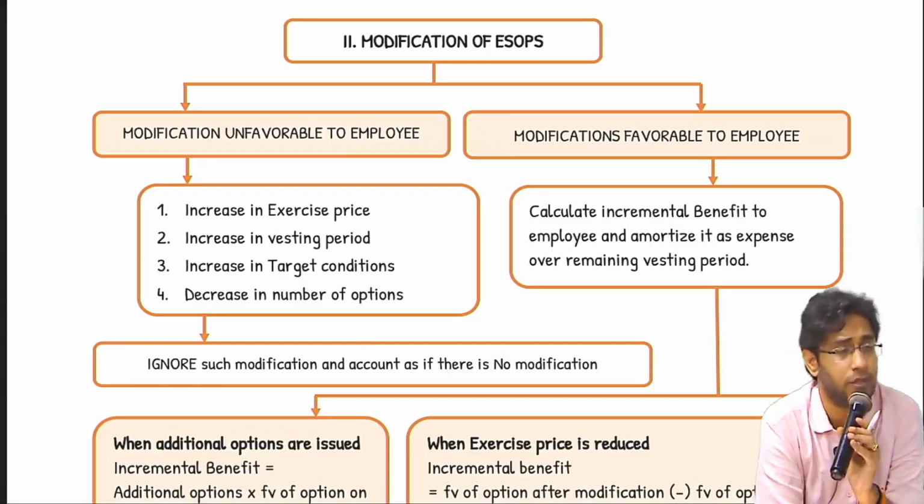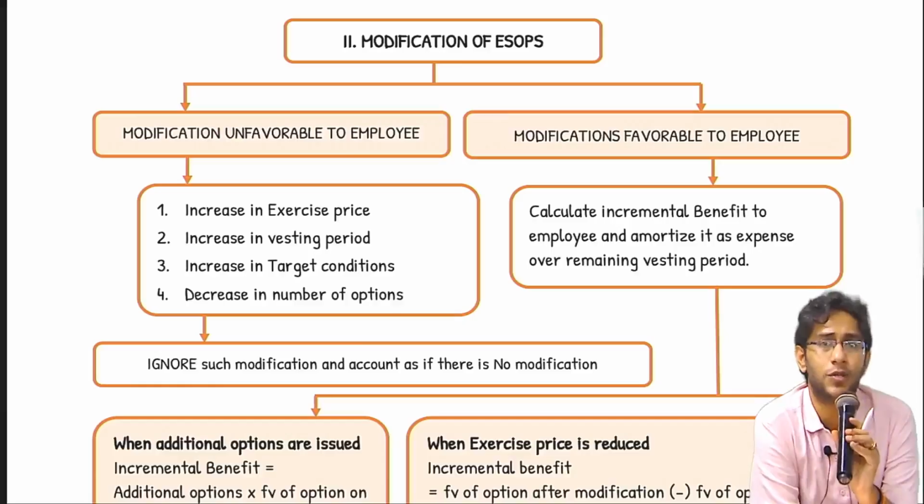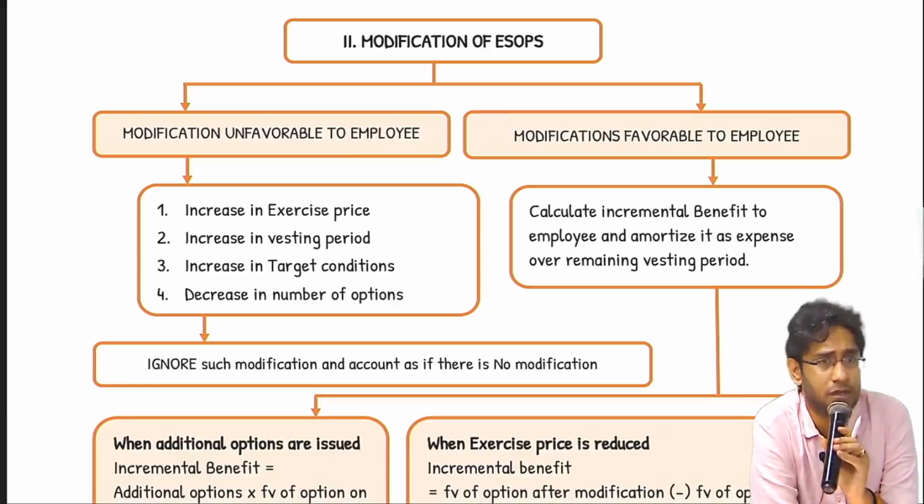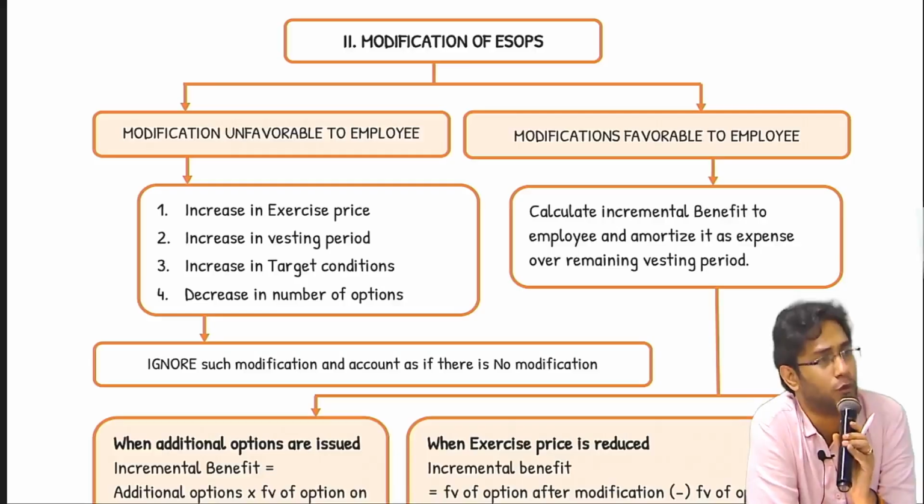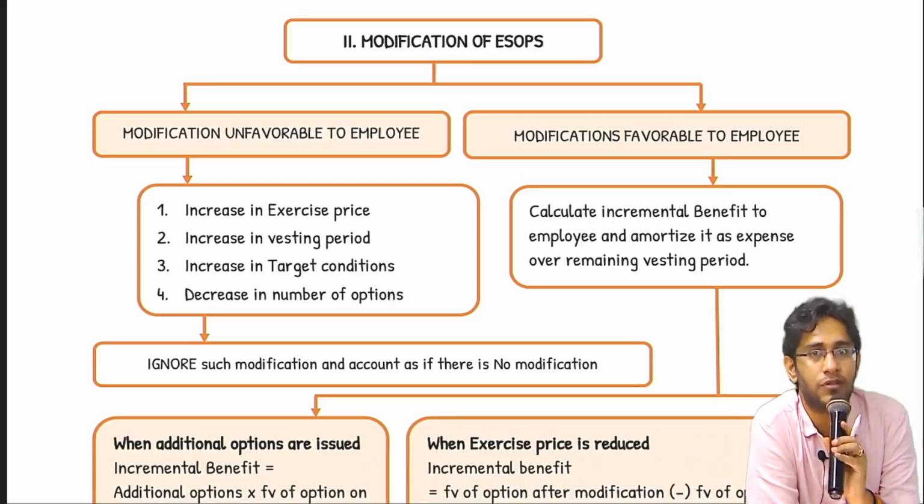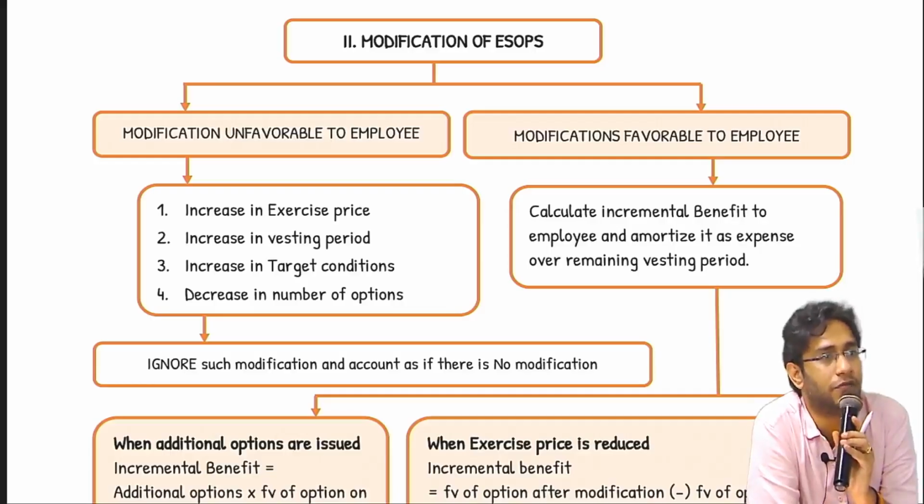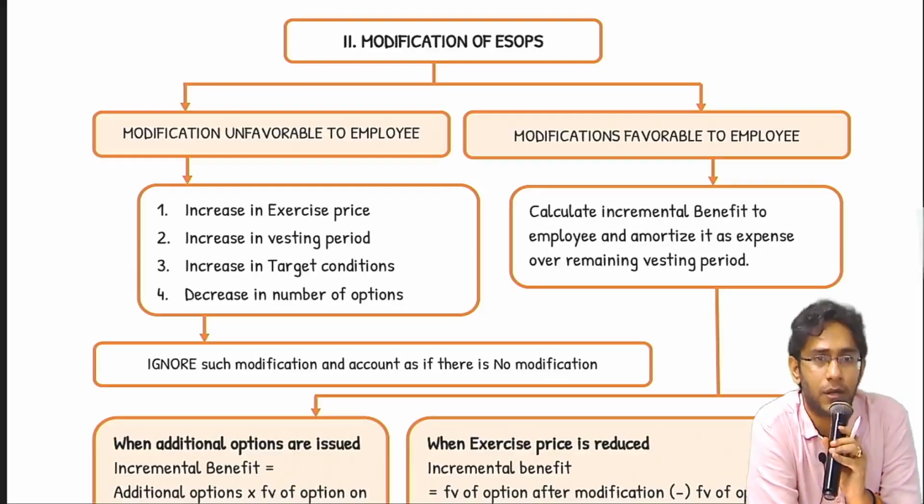Unfavorable modification means you are changing the plan in such a way that the employee is not happy. Example: I initially told that the vesting period is 3 years. That fellow has already served 2 years. What is the remaining vesting period now? 1 year. But I told him no, the remaining vesting period is another 3 years. I changed it. Will the employee be happy here?